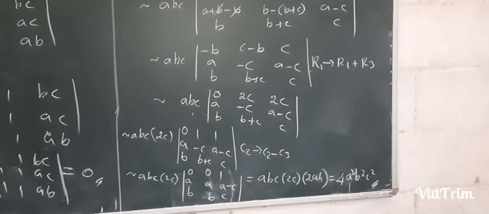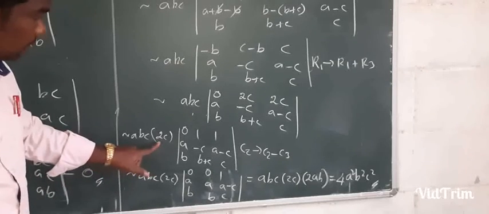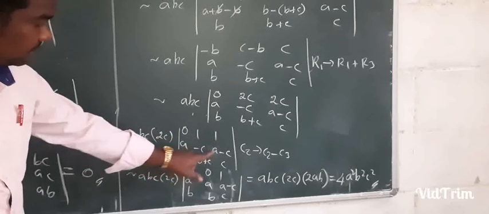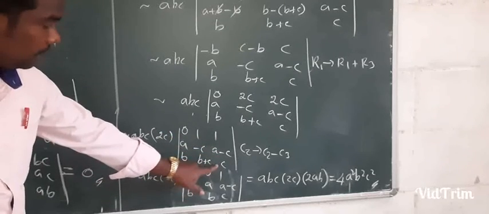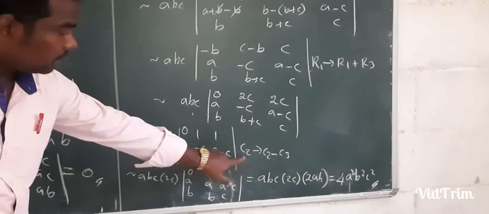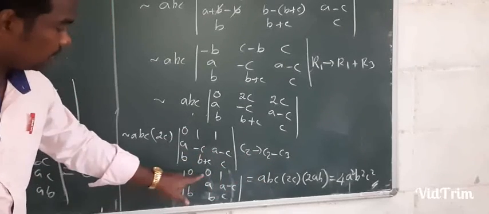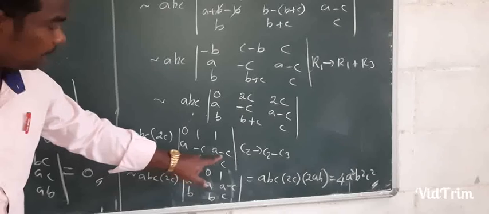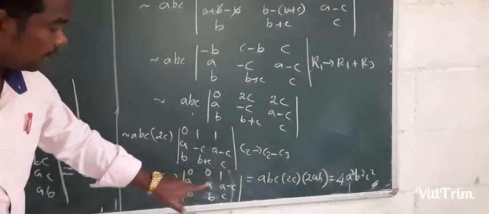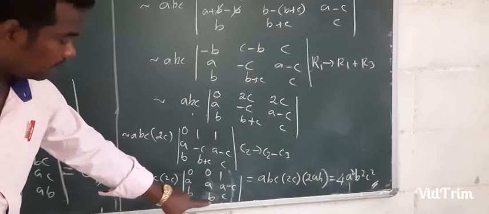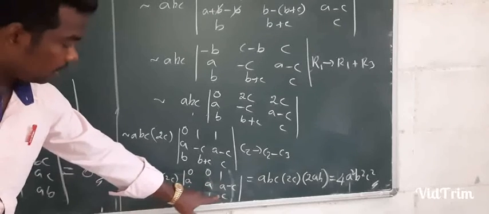Next, take 2C as a common factor from the column. You take the second and third column. We have 1, 1 minus C, A minus C, B plus C, C. Then we have C2 gives C2 minus C3, which means 1 minus 1 is 0, minus C, A, minus into minus plus C, the remainder term A, and B plus C minus A, the remainder term B. And the third column as it is.